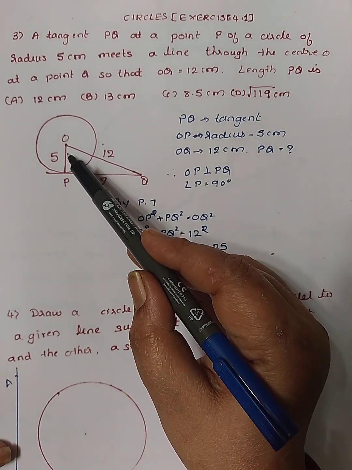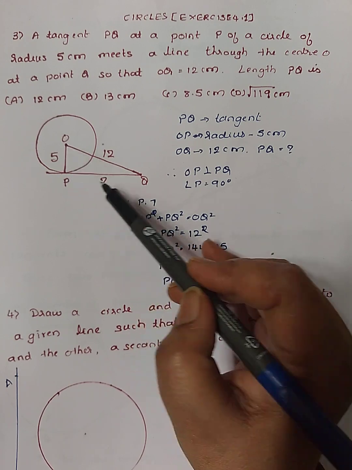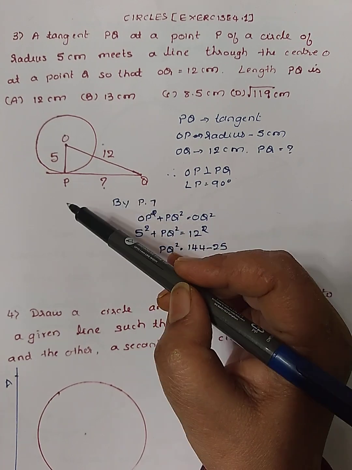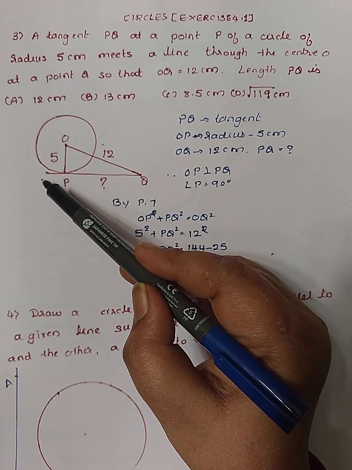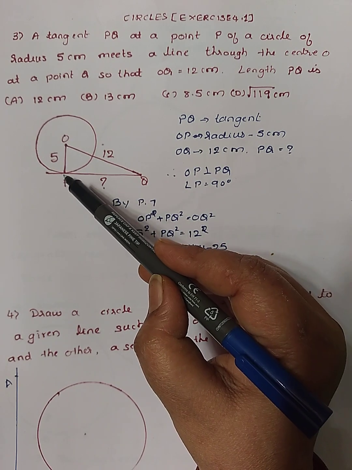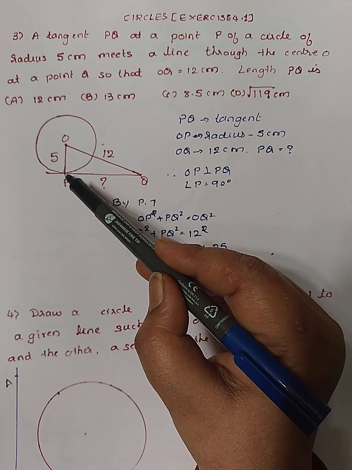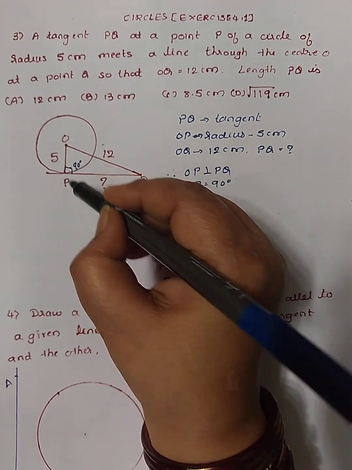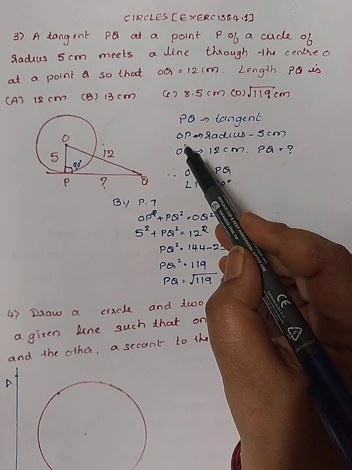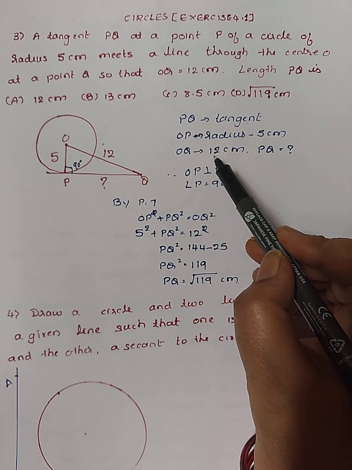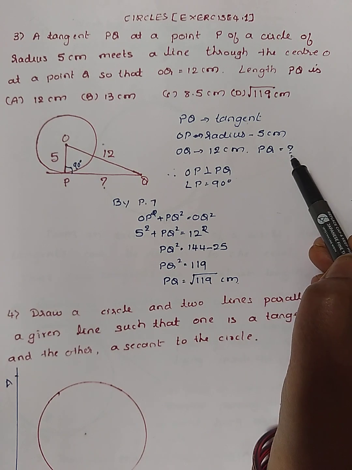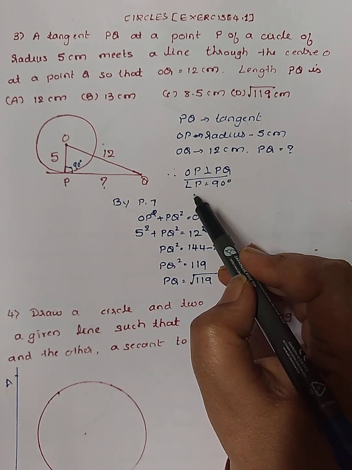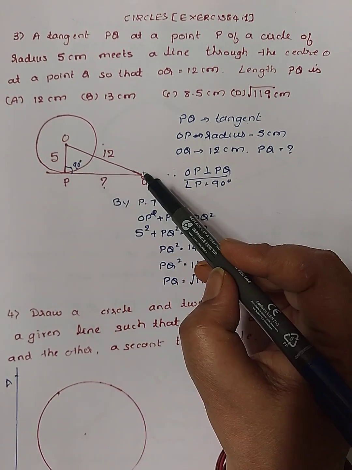So for that we will draw a diagram, and this will become triangle OPQ, join OQ. For finding PQ, we know the theorem: the radius is always perpendicular to the tangent at the point of contact. So OPQ is 90 degree. Given is PQ tangent, OP is radius 5 centimeter, OQ is 12 centimeter, and you have to find out PQ. We know that OP is perpendicular to the tangent PQ, so angle P is 90 degree. Then OQ is the hypotenuse.